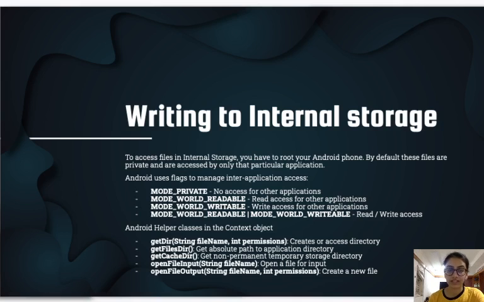To manage the inter-application access, Android uses certain flags. Mode private, mode world readable, and mode world writable grant access, read and write permissions to other applications. Below are some of the helper classes which help us to write in the internal storage.